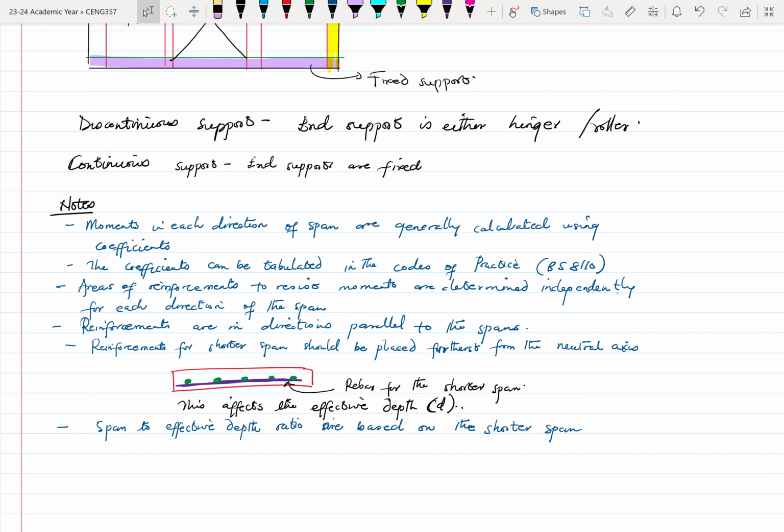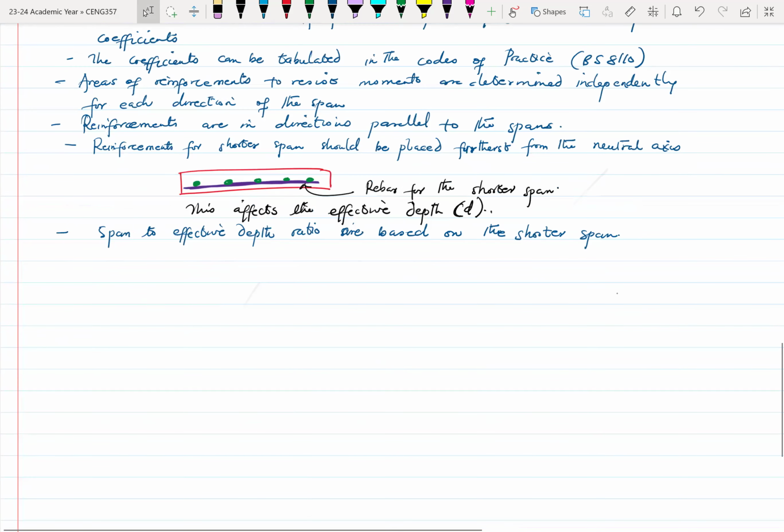You can calculate moments, and calculating moments can be done using coefficients which are in table forms, and always understand how the rebar arrangement is going to be done, and also what your effective depth will be. And also, if you are calculating the span to effective depth ratio, you know which of the spans to look out for. Okay.